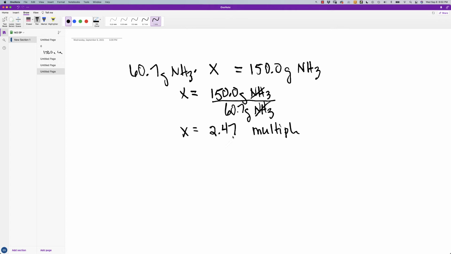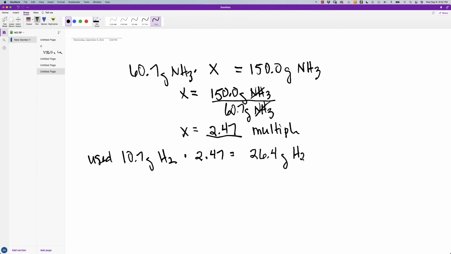Okay. We're going to multiply our element values from the first reaction by that to get us to our 150. So we know that we used 10.7 grams of hydrogen. So we multiply that by our multiple of 2.47. That gives us 26.4 grams of hydrogen needed.